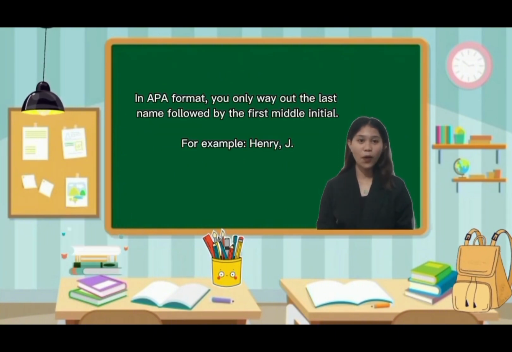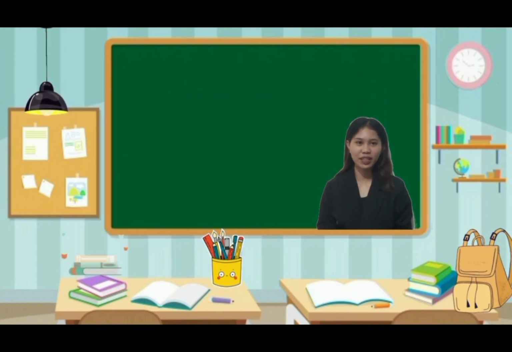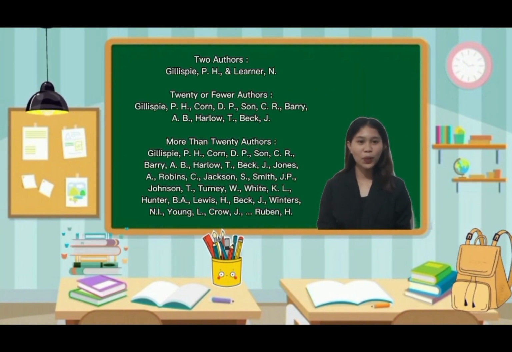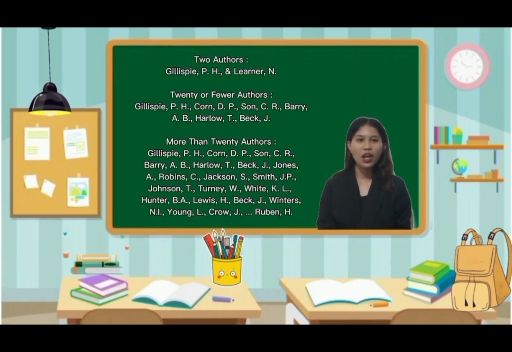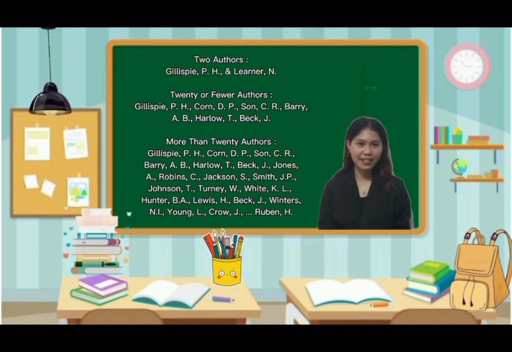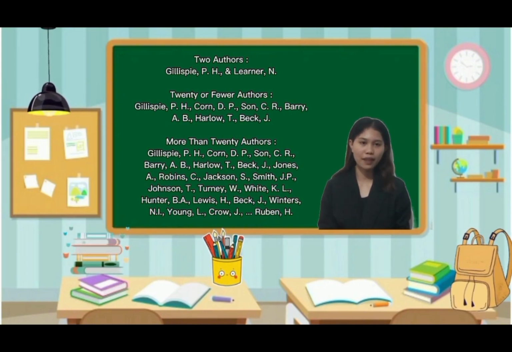In APA format, you only write out the last name followed by the first and middle initial, just like the example on the screen. When it comes to multiple authors in APA, you have three different categories. With two authors, you will list both with a comma and an ampersand separating them.